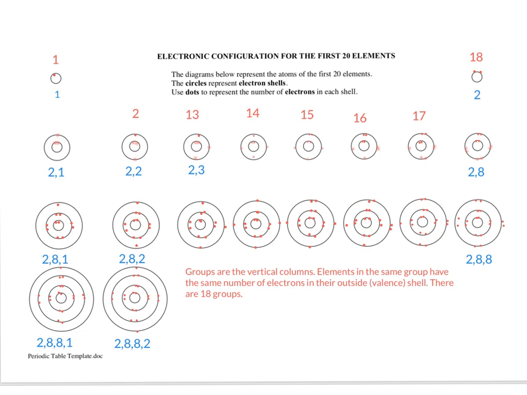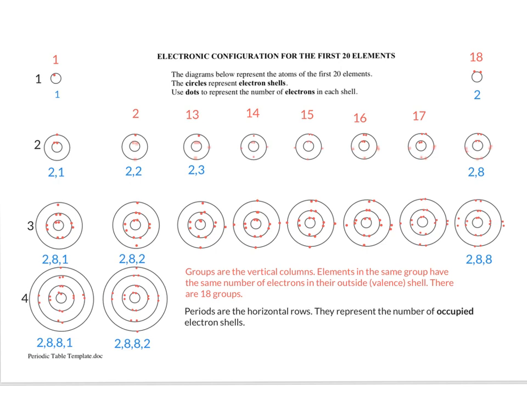So groups are the vertical columns, and elements within the same group have the same number of electrons in their outside shell. This means they're actually going to behave chemically very similarly to each other.